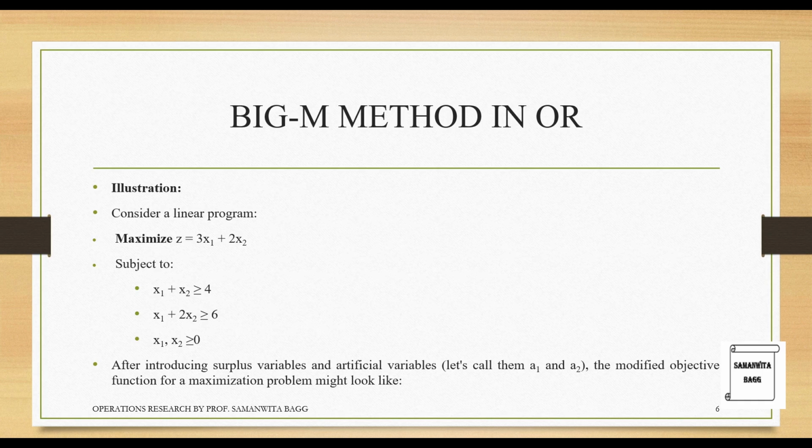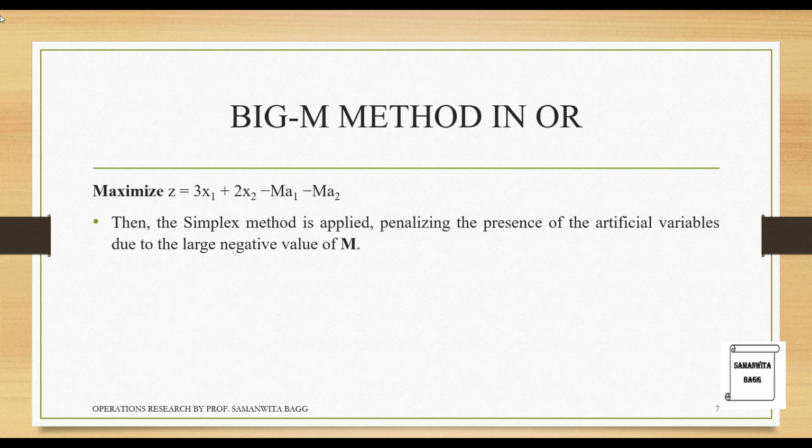Consider a linear program. Maximize z = 3x1 + 2x2, subject to these two constraints: x1 + x2 >= 4 and x1 + 2x2 >= 6, x1 and x2 >= 0. After introducing the surplus variables and artificial variables, let's call them a1 and a2, the modified objective function for a maximization problem might look like this.